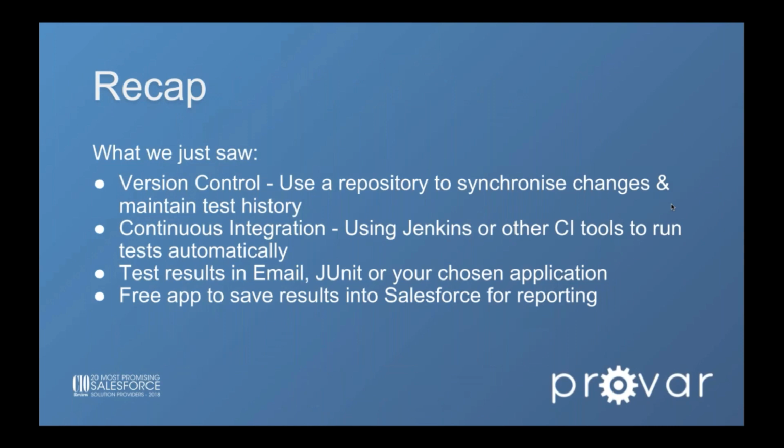So just to recap, we saw version control, how I use the repository to synchronize changes and maintain my test history or starting a project. We saw with continuous integration, I used Jenkins in that case, but I could easily have used Bamboo. I could have used Bitbucket Pipelines. I could use GitLab, VSTS, you name it. Pretty much every CI tool in some way can run test automation and do deployments.